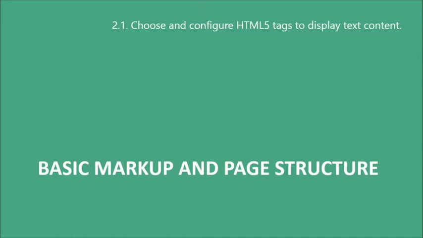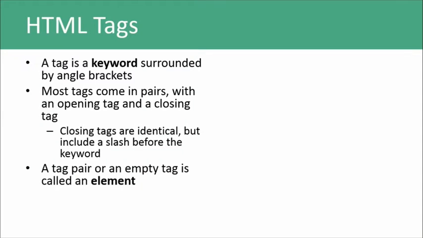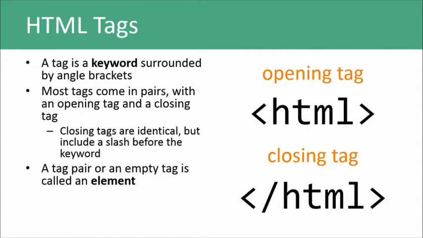All right, let's take a look at some of the basic markup and page structure with HTML. So how do we actually create a document? A tag is where it all starts. And a tag is just a basic keyword surrounded by some angle brackets. It's going to look a little bit like these.